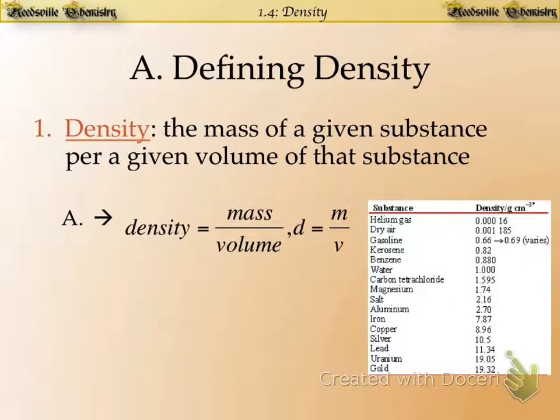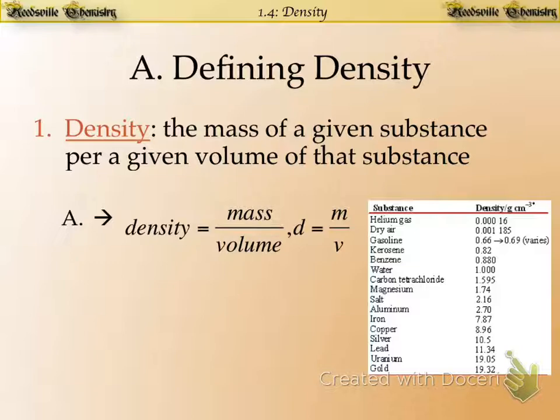We can have an equation for density, and this is it. Density equals mass divided by volume, and we shorten that up by saying D equals M divided by V. Obviously mass is going to be measured in grams and kilograms, and volume is going to be measured in things like milliliters and centimeters cubed.